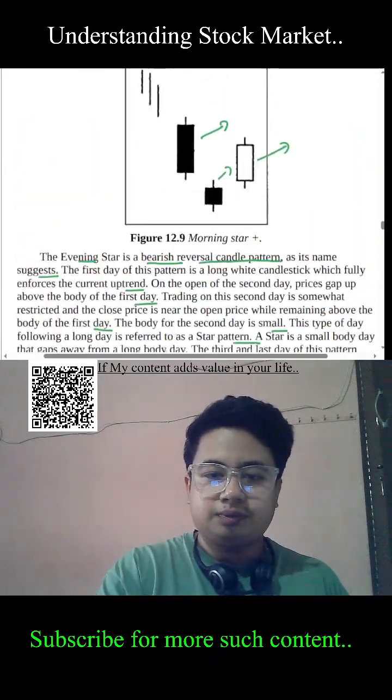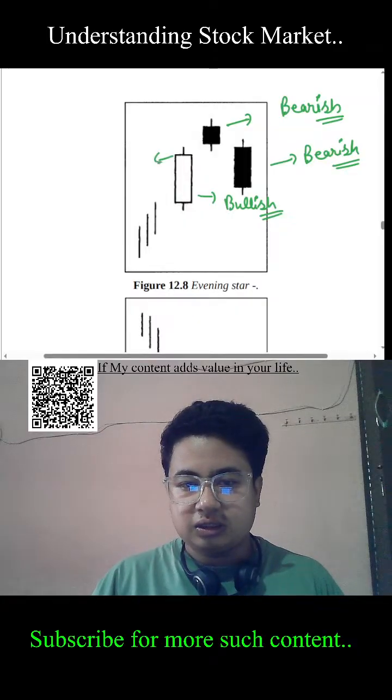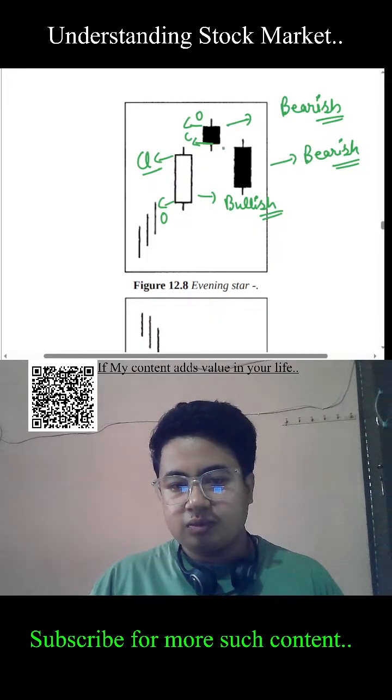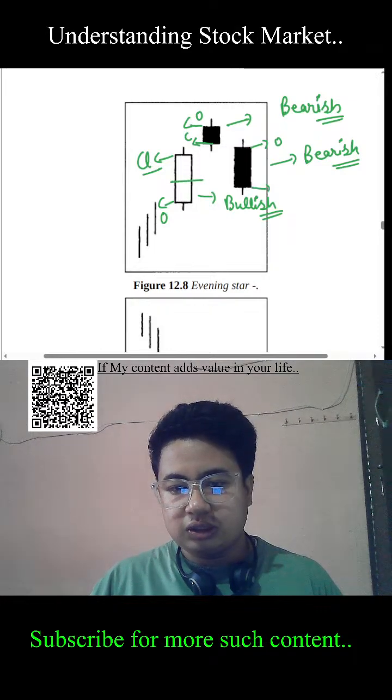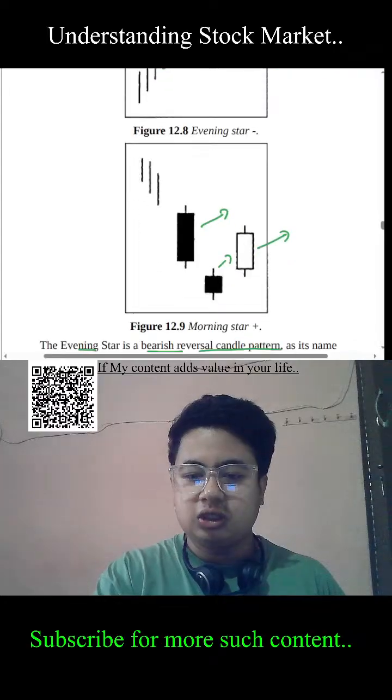Understood. Now that's what they are trying to signify. The first day, this was the opening and this was the closing for the first day, right? The second one, the opening was higher, but the closing was somewhat near the closing of the previous day, right? And then on the next day, opening here and closing is below the midpoint of the first day. So here is the closing. So yeah, that's the signal that the trend is now going to be bearish in nature. So this is the evening star.